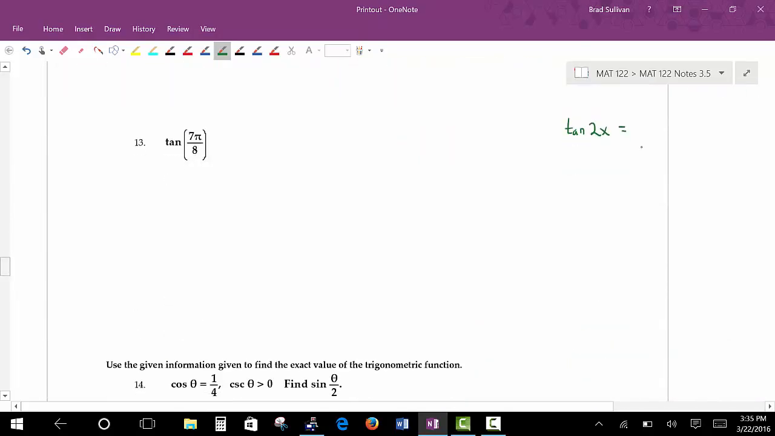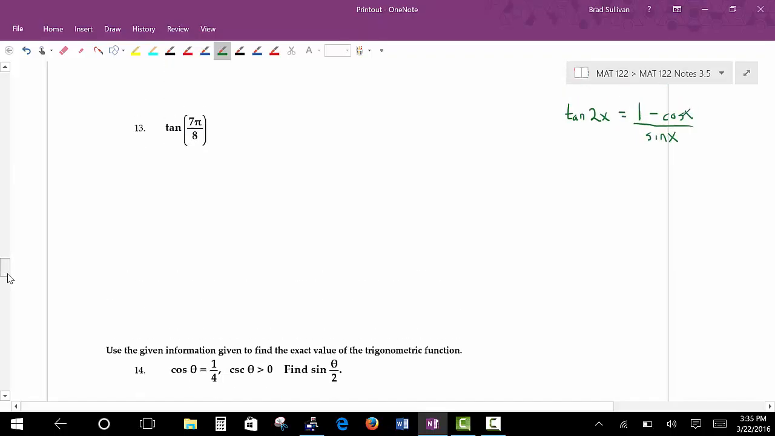1 minus cosine over sine. If you use the other two forms, it'll work, but the algebra is harder than it needs to be. Don't waste your time. Just keep it simple. Okay? All right. So first of all, just a couple of things in this problem. So let's go ahead and convert this over and find what we have here.